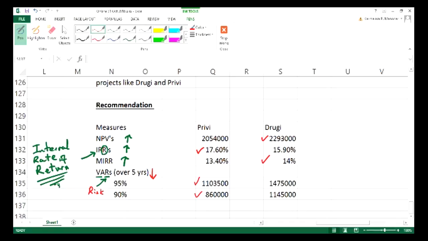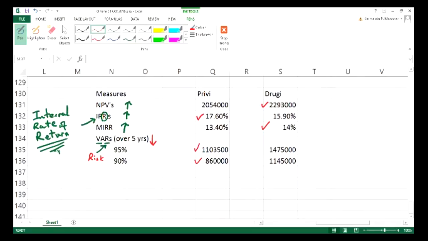Our usual measures are NPV and IRR, and NPV and IRR here are at loggerheads. MIRR sort of throws the decision back to D's way, but the VAR, value at risk, pulls it all back, and I would say overall there are 3 ticks under Privy, and you could go with that. So of course we can describe what I have here with my little arrows. That would form the basis of our closing comments. Let's go.